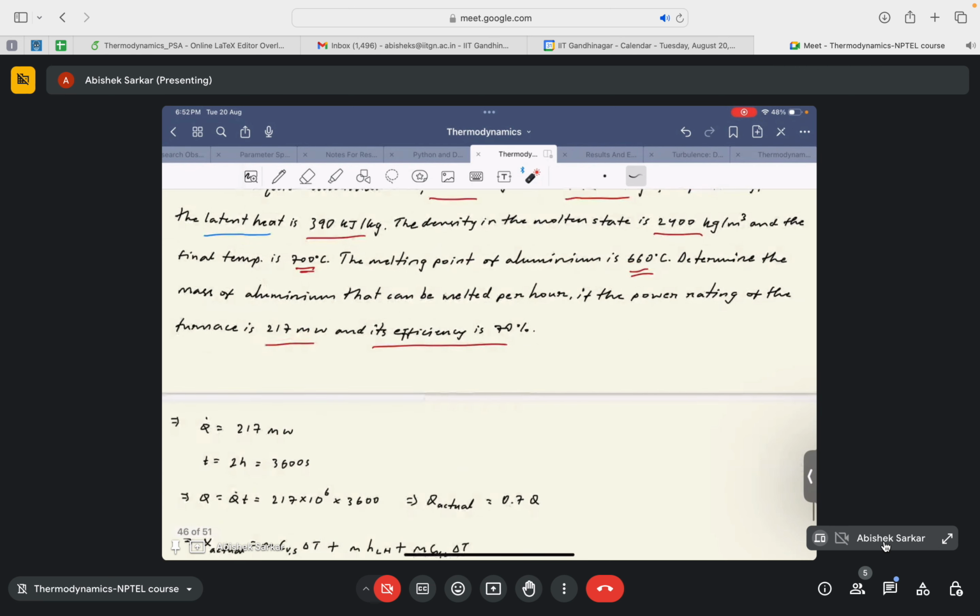So now if you look into it, we have Q dot is 217 megawatt, that is the power rating of the furnace, and the time of operation is 1 hour or 3600 seconds. So the net heat applied would be Q dot into T. I said Q bar, I'm sorry, it's actually Q dot. So the net heat transferred to the system out of aluminium would be Q dot into T, which is equal to 217 into 10 to the power 6, that is megawatt, into 3600.